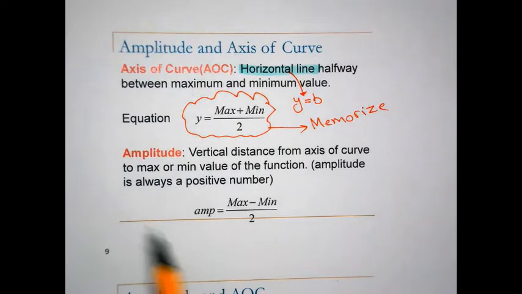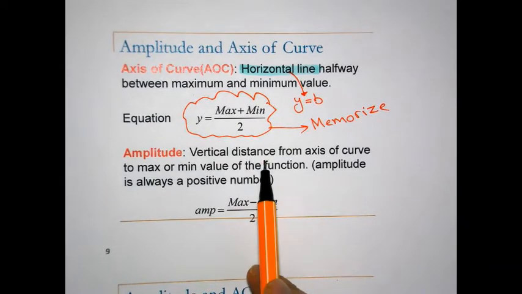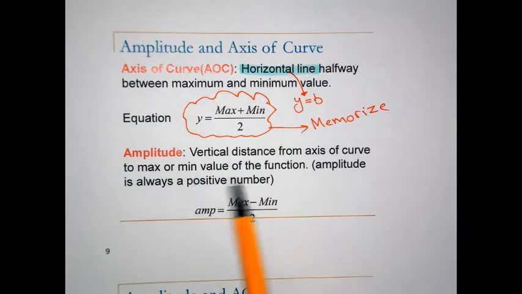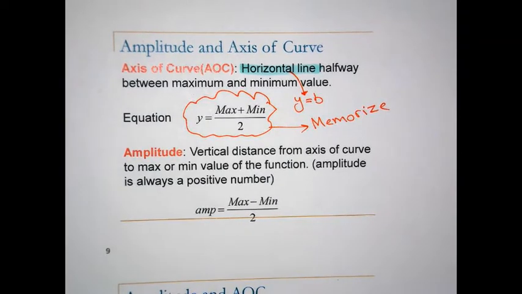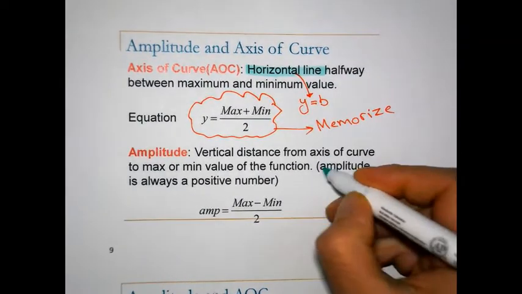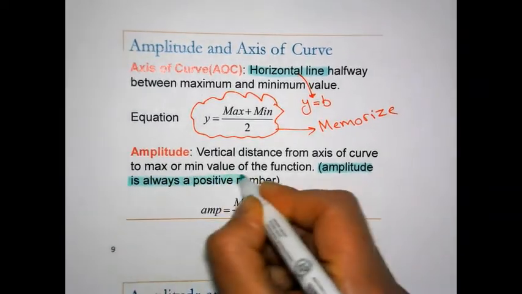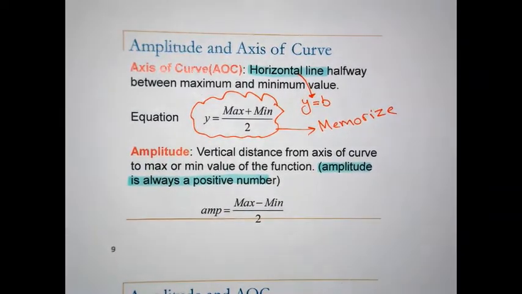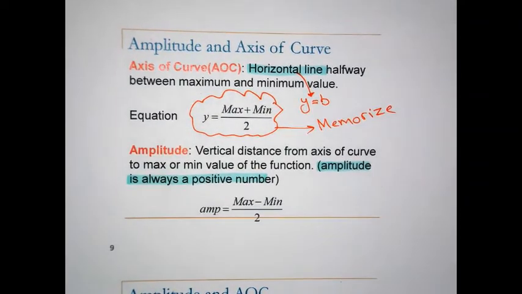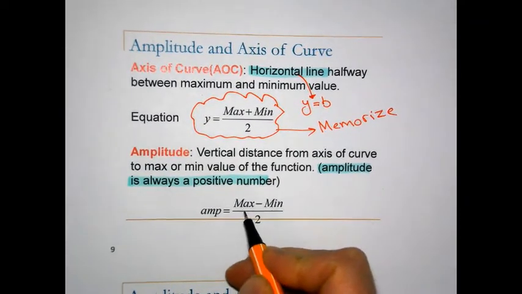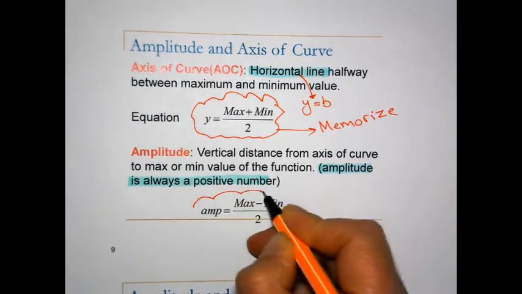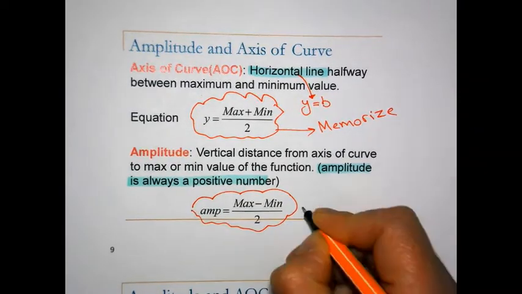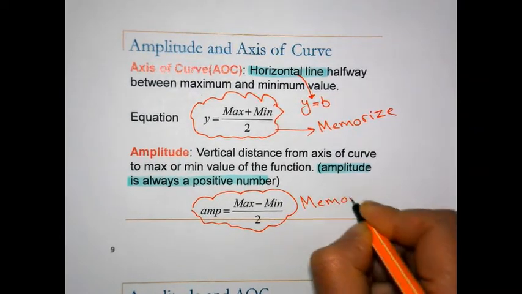Now, amplitude is the vertical distance from the axis of curve to the max or min. Now, you always have to represent it as a positive number. This is very important, so I am going to highlight this. Now, amplitude is a value. In order to find the amplitude for your function, you find the difference between the max and min value and then divide that by 2. So that is the second important formula for memorizing.